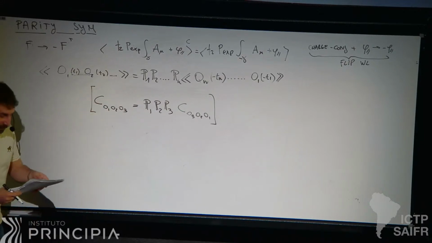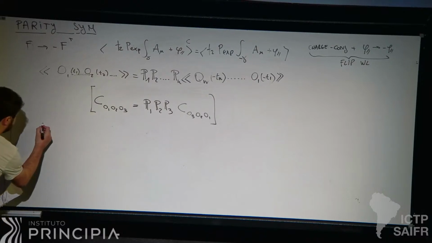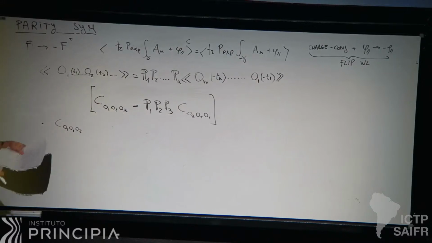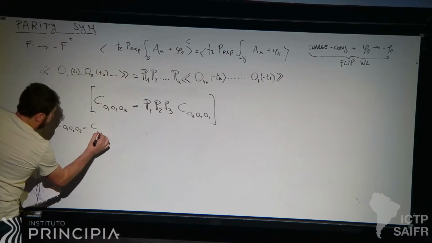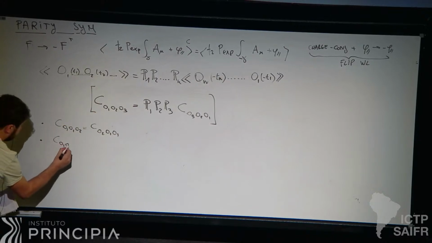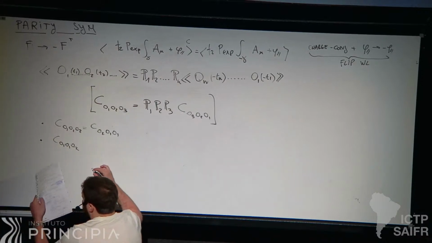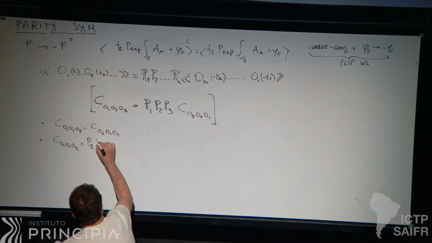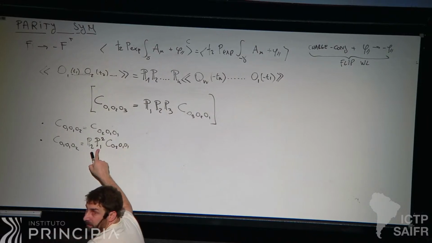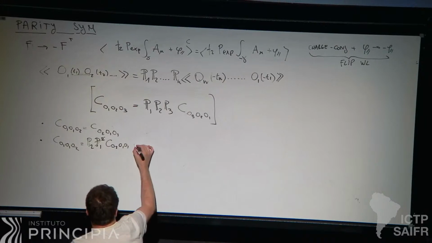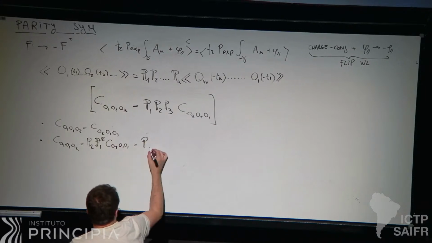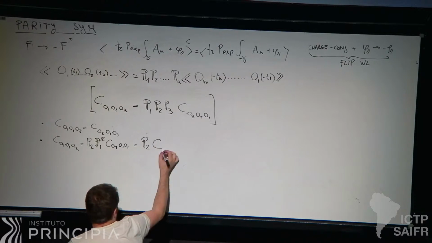And what is happening when O1 and O2 are the same? Something very interesting, because when they are the same, O1, O1, O2, just because of the cyclicity of the loop, because again we can close it on a circle and rotate it, this is automatically true. But we can also use parity. So C O1, O1, O2, let me be precise here, I don't want to make mistakes, is P2, P1 squared, C O2, O1, O1. But obviously P1 squared is minus 1 squared or plus 1 squared, so this is gone. And now we can use the previous formula.